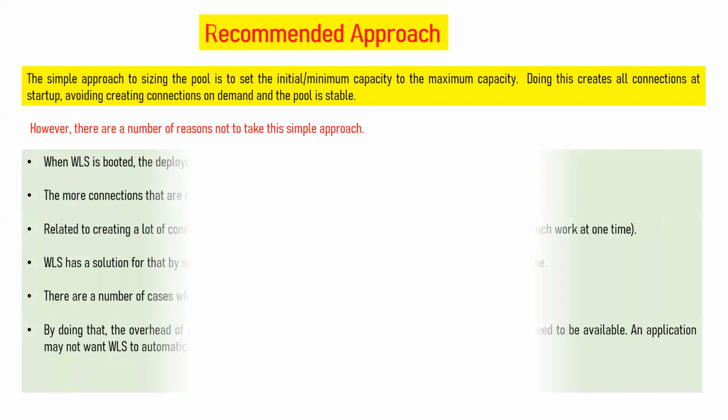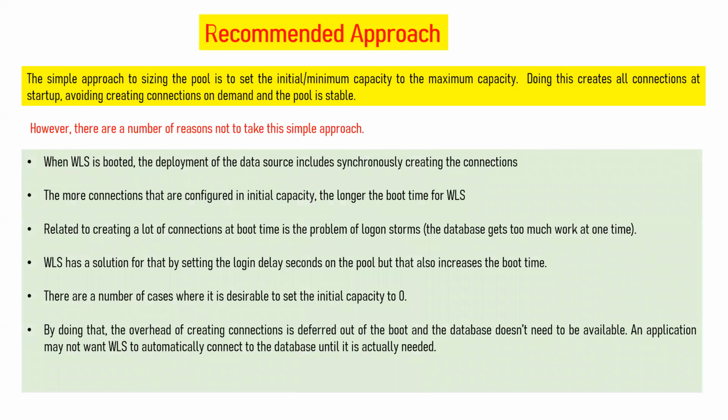Okay, so when WebLogic is booted, the deployment of data sources includes synchronously creating the connections. This is what I am saying: when you start your WebLogic server, the initial capacity number of connections that you have defined is created at that time. The more connections that are configured in initial capacity, the longer the boot time is for the WebLogic server. Obviously, if you have a large number of connections specified in your initial capacity, then your boot time will increase, because while you are booting your WebLogic server, it will reach to your database and create the connections. So if you have 1,000 connections, it will go to your database to create 1,000 connections at boot time, and definitely your boot time is going to increase.